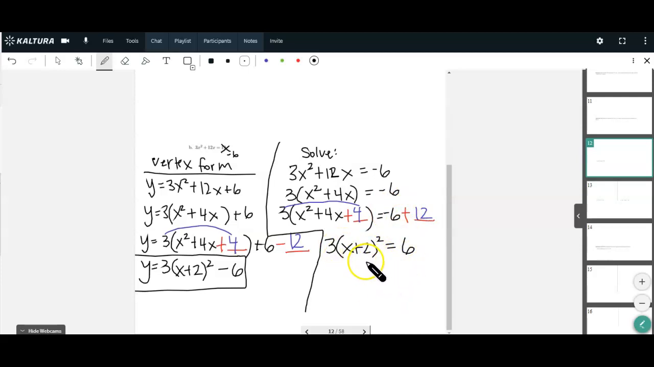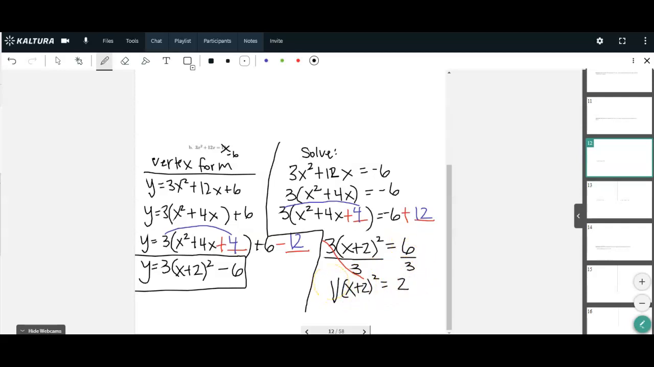And then when I'm going from here, I'm trying to get the x by itself, but I've got all this other stuff around it that I need to get rid of first. So first of all, if there's a number out in front that's being multiplied there, I need to divide both sides by that number so that I can get that squared part by itself. Right, so I see my 3's divide out there, so that's good. And then I'm just left with x plus 2 squared equals 2. All right, just simplifying that.